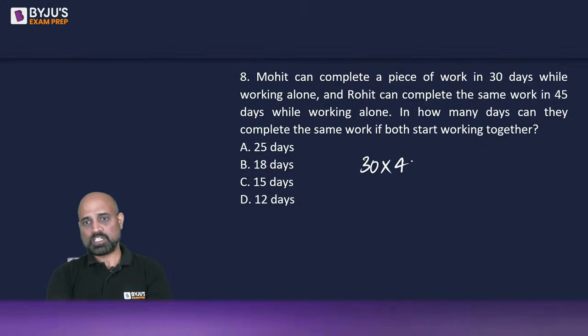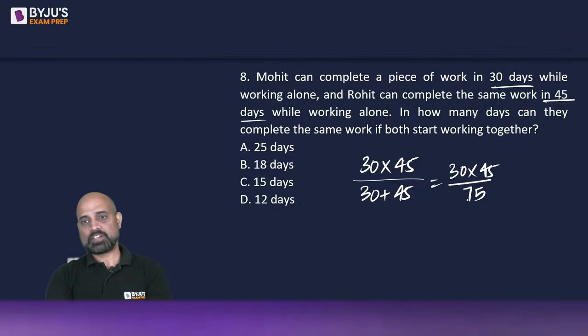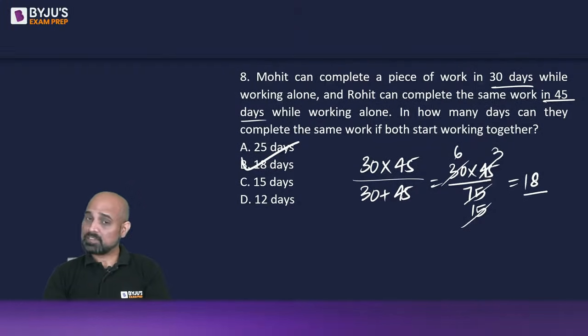What you do is you multiply the 2 days given individually for the people and then divide it by the sum of those 2 days, which is going to be 30 into 45 divided by 75. So 1/5 will go and take care of this, and this 3 will go and will be left with 18. So together they will be taking 18 days. That's all you have to do.